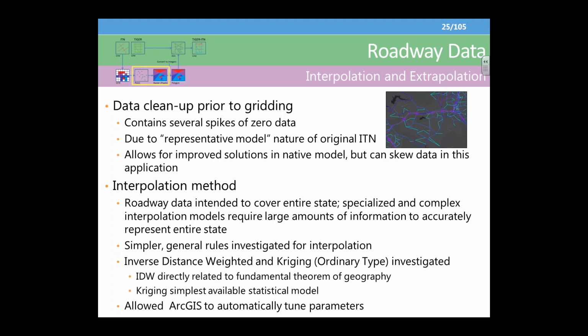So we relied on fundamental principles of geography, things that we covered this morning, to do that interpolation. We utilized the inverse distance weighted method to interpolate between the data points on ITN. We also did investigate a statistical model, the simplest one that ArcGIS provides, and we'll show the differences between the two. When we did this, we allowed ArcGIS to automatically tune the parameters.